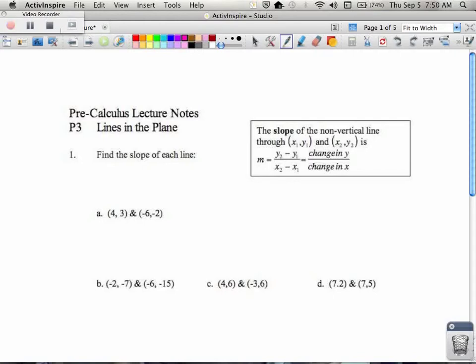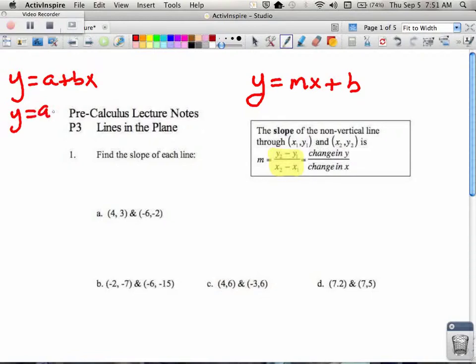Okay, so the first thing that we're going to talk about in section 3 is slope. And just in case you don't recall, the slope formula is over here. Oftentimes, you've talked about the equation of a line in what they call the slope-intercept format. So that would be y equals mx plus b. Your calculator has two other ways it likes to talk about it. It likes to go with y equals a plus bx, or y equals ax plus b.